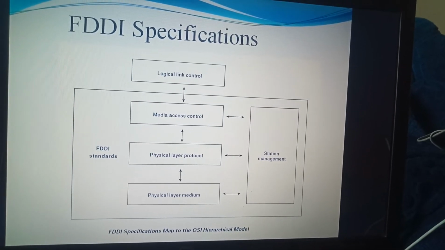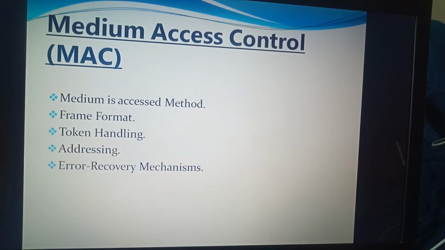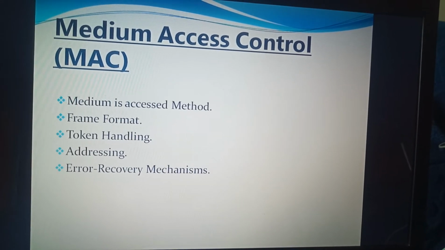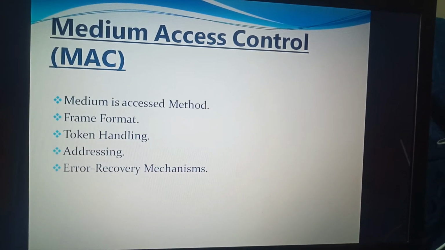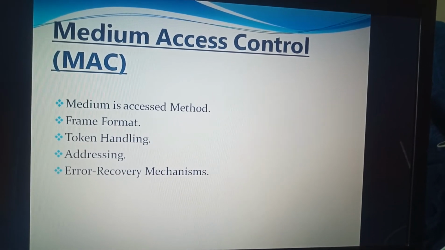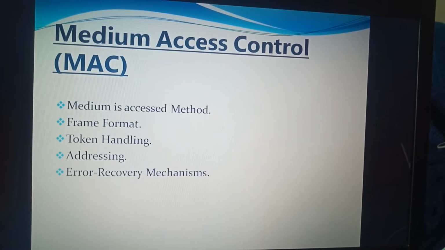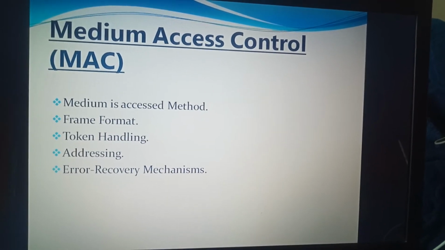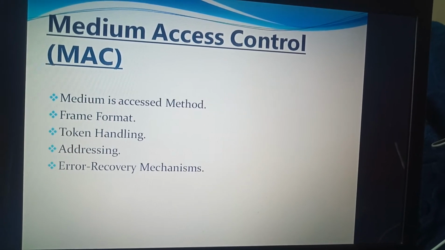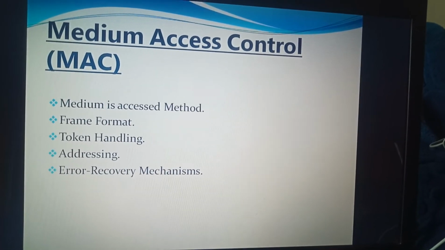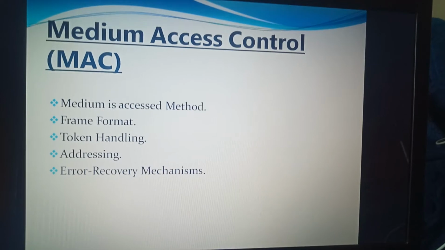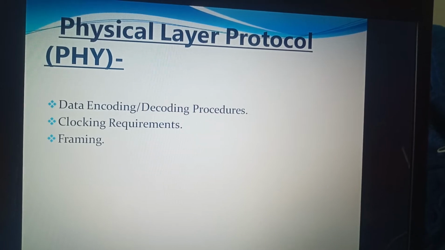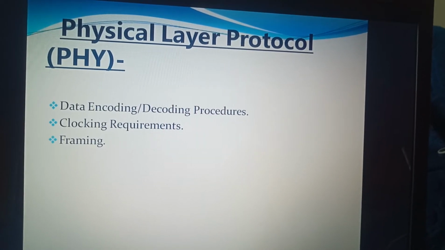Medium access control, MAC. In this, the medium is the access method. We use the frame format in this. Token handling means the station absorbs the token, and then transmits the data, along with addressing and error recovery mechanisms. So these are all the things used in medium access control. Physical layer protocol, PHY: data encoding and decoding procedures are used for the physical layer protocol.